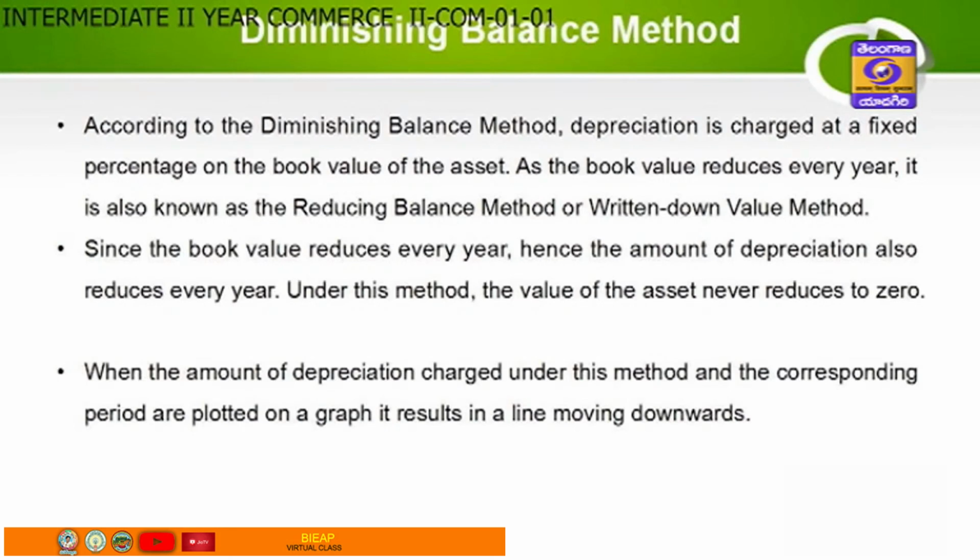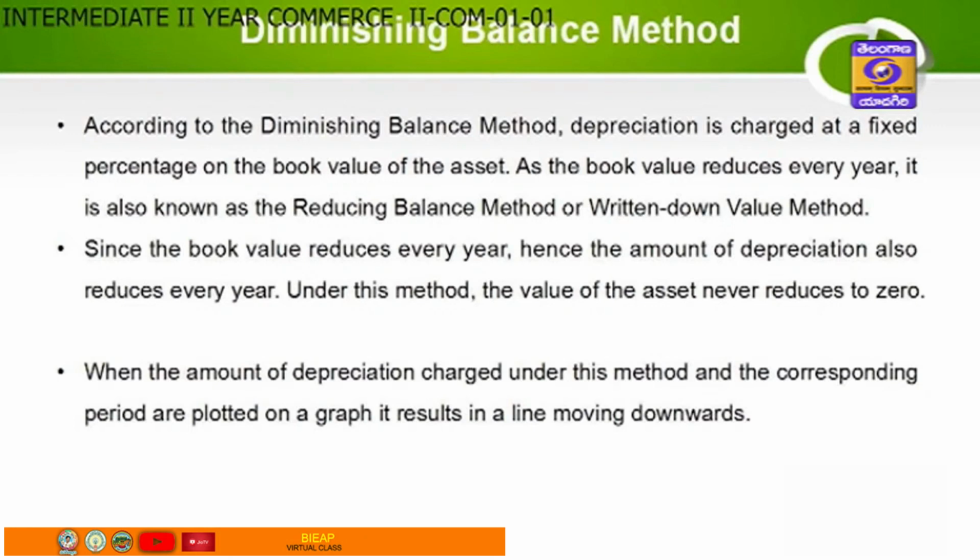Under the diminishing balance method, every year the depreciation will be calculated at the given percentage in the problem on the opening balance. So, every year the opening balance may be changed. For that, the depreciation will also be changed. For the first year, if the depreciation is 1,000, in the second year it may be 900, and for the third year, it may be 800 rupees only. That means the depreciation will gradually reduce, or it will be written down.